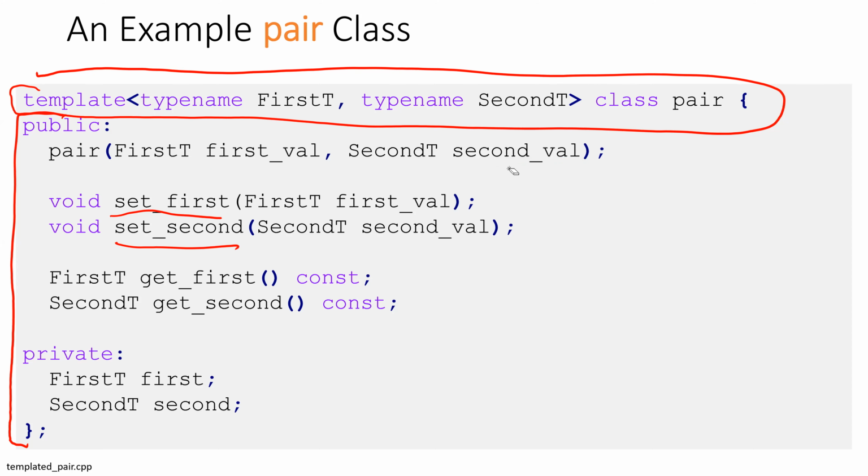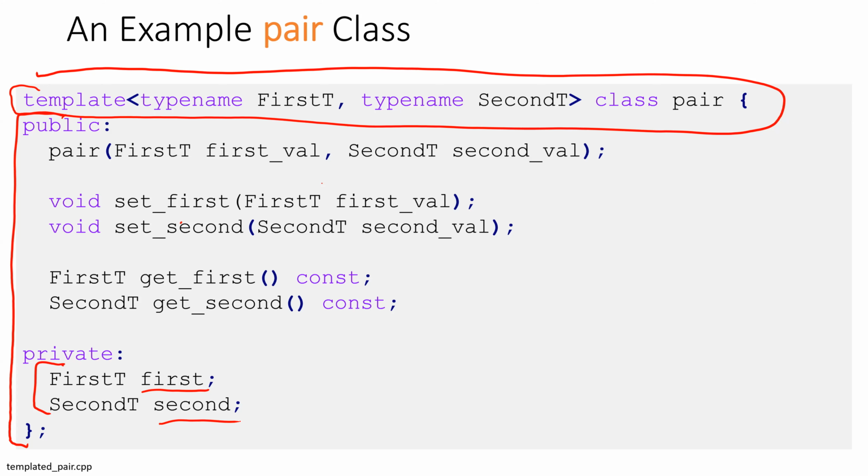My setters look like normal setters, right? I'm going to pass in a first val for set first and a second val for set second. But I don't know their types. I only know that the name I gave this type is first T in one case and second T in the other. Again, I have getters: a get first that returns something of first type, and a get second that returns something of second type. And then finally, I've got my private data. This is a very generic class, so all I can say is I'm going to call my first data member first and my second data member second.